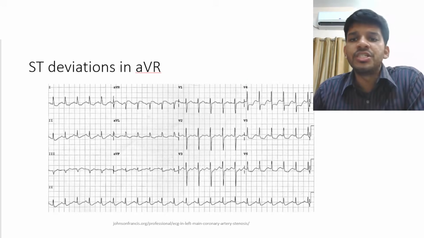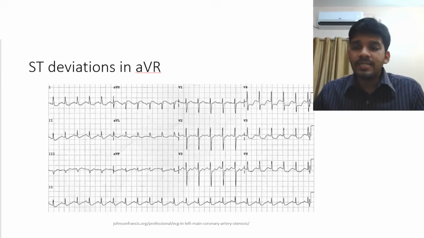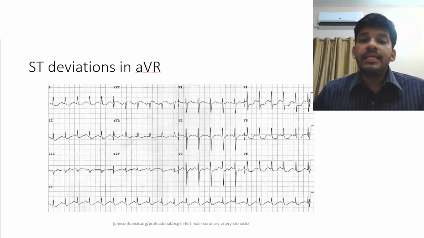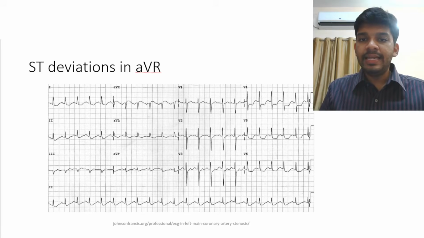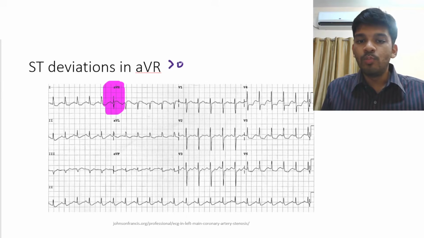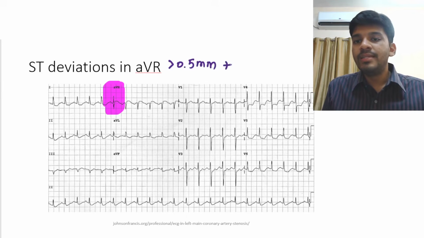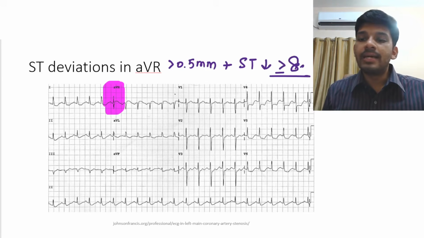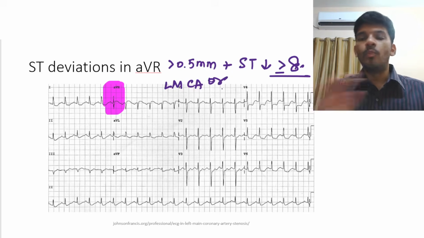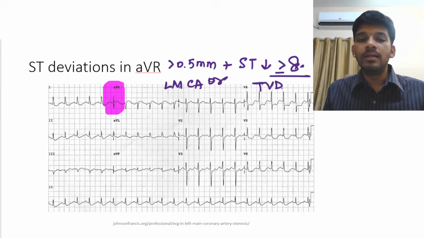Last is ST deviations in aVR. It is very, very important to understand that ST elevation in lead aVR is a dangerous sign. If you have an ST elevation of more than or equal to 0.5 millimeter with ST depressions in 8 or more leads, it signifies an incomplete occlusion of the left main coronary artery, or it says that there is global ischemia, so it can be triple vessel disease. So ST elevations of more than 0.5 millimeters in aVR are very, very important.